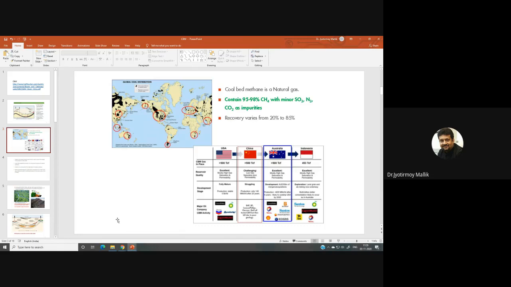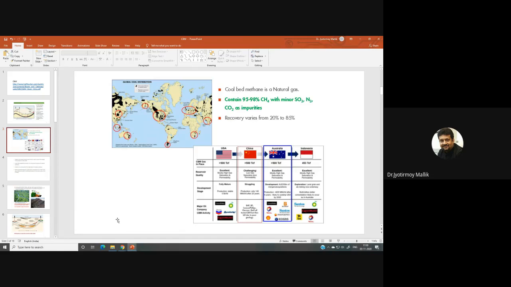But of course that has to go through some transition, and these unconventional gases, for example coal bed methane and shale gas, are the key.